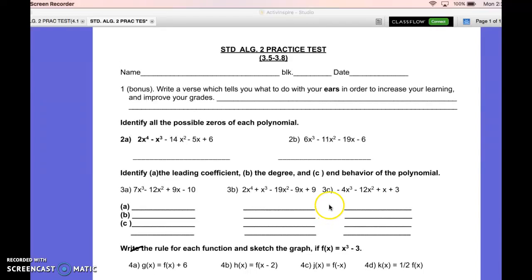God bless you, Algebra 2 standard students. I think this is a practice test in which we're going to need God's help more than anything else, and I'd like you to trust Him for leading us and guiding us as we take a look at these practice questions here. And this might be a good place to start, where it says write a verse which tells you what to do with your ears in order to increase your learning and improve your grades.